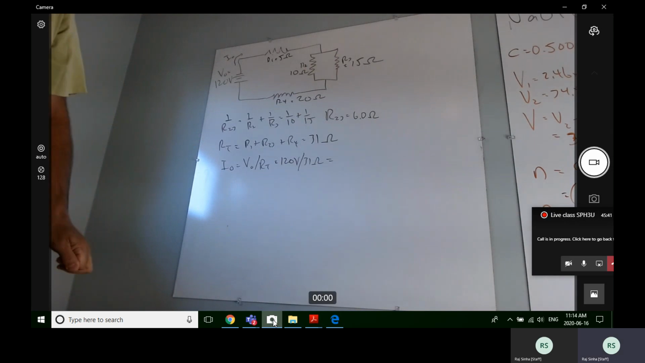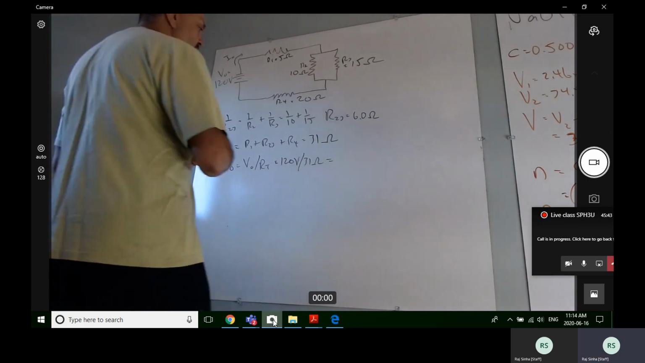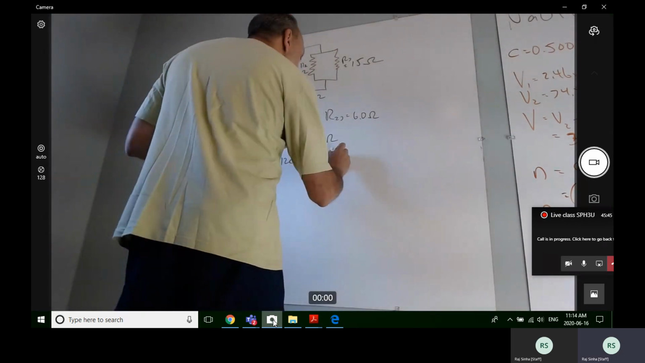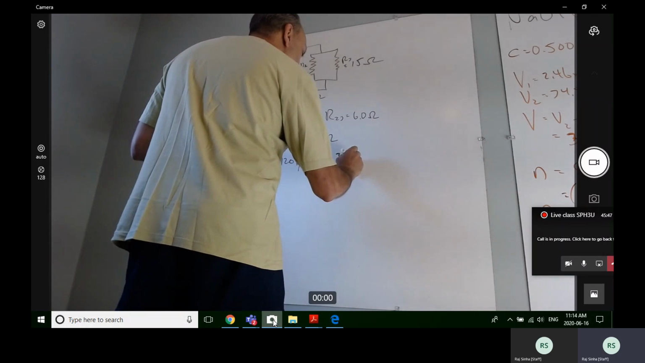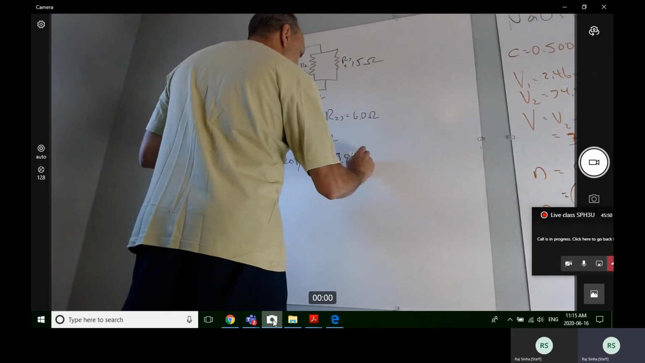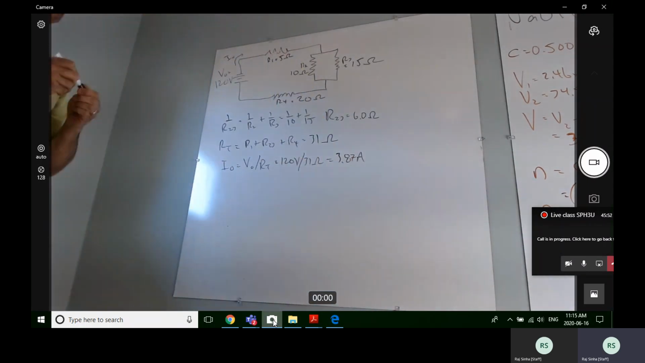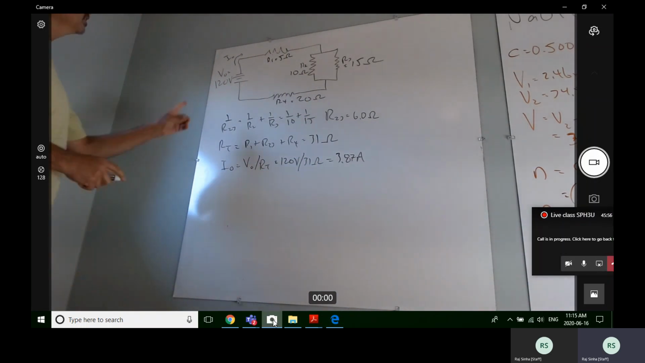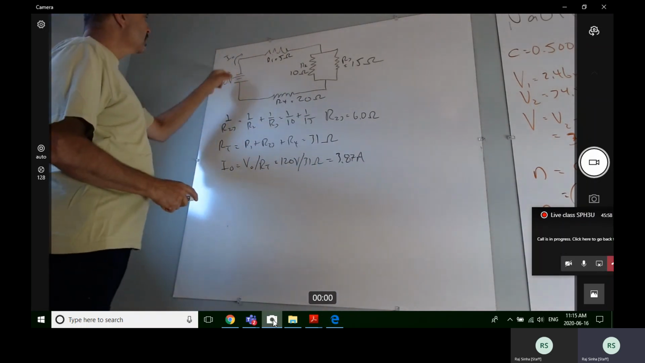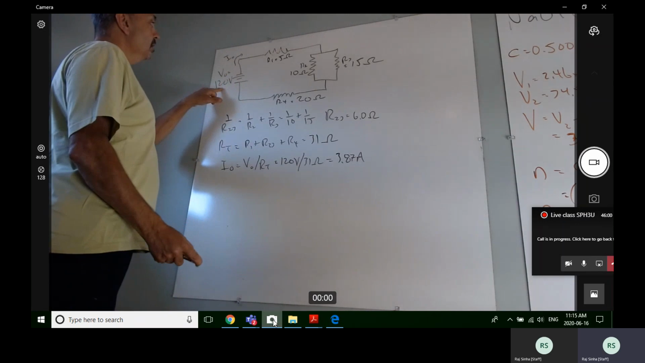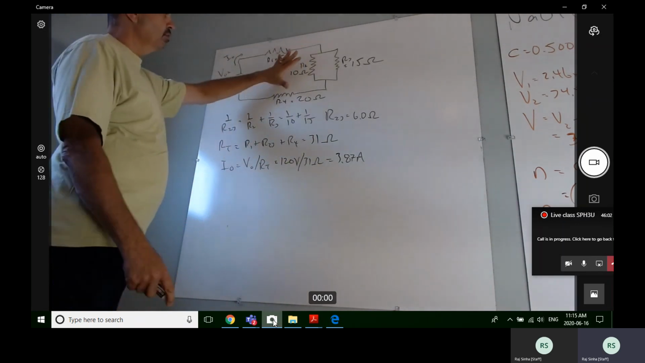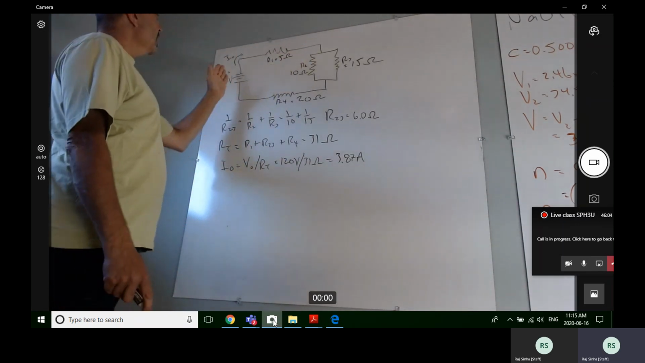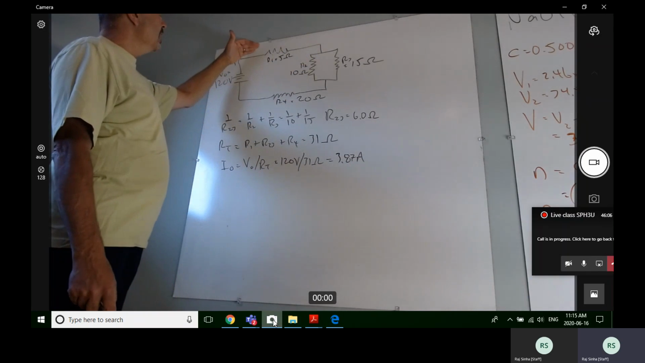I'm getting a current of 3 point, I'm going to leave 2 decimal places here, 3.87 amps. Okay, so what is that telling me? It's saying when the electrons leave the source here with their 120 volts, I know that they're going to encounter 31 ohms of resistance, and this will be their speed, 3.9 amps.